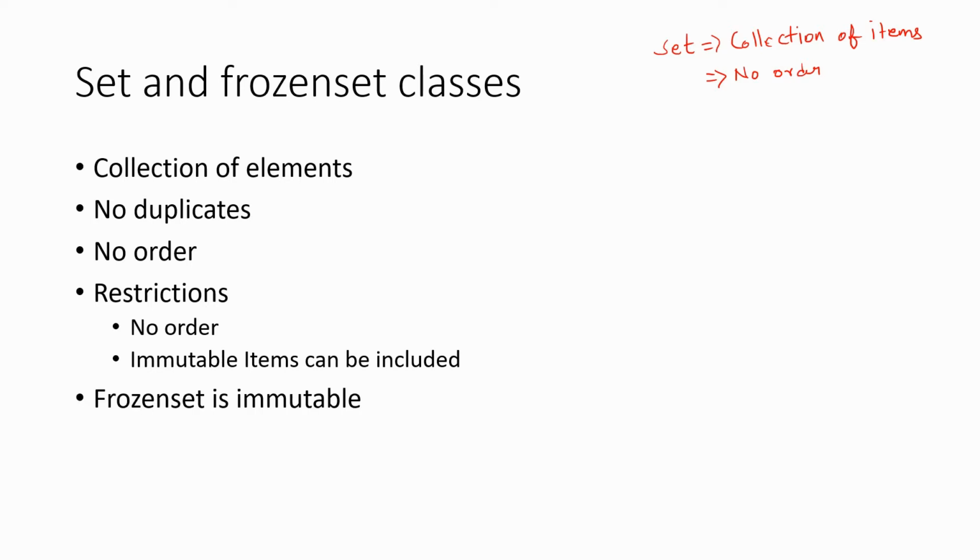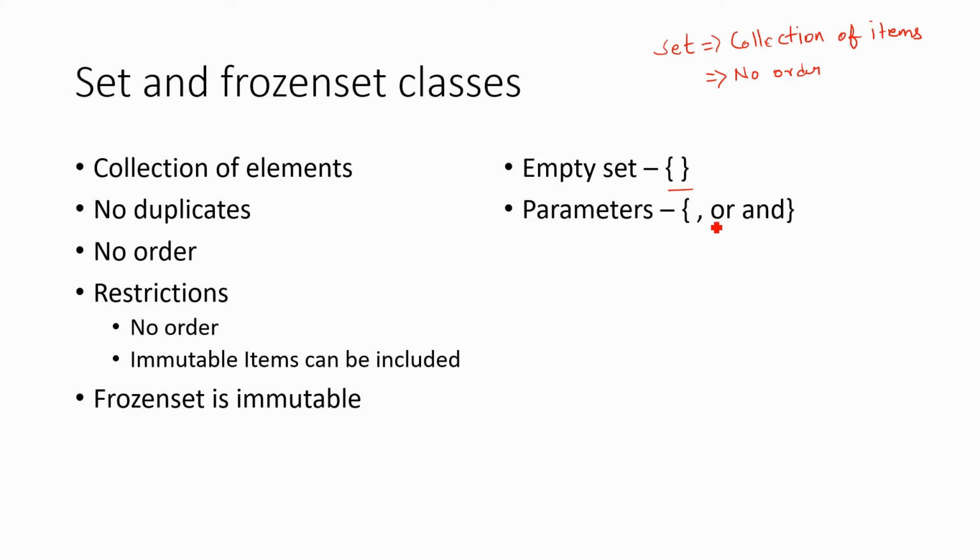And the frozen set is the immutable version of a set. In a set we can change the values, whereas in a frozen set we cannot change the values. An empty set is represented using a pair of curly braces. And if we have parameters, that means we can give the set values separated by commas.